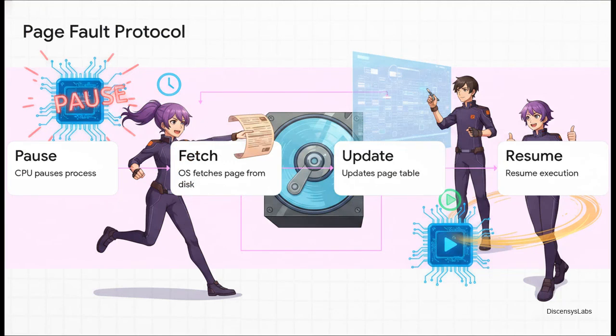You might be wondering what happens when that physical RAM completely runs out of room during peak hours. Well, if a program asks for data that isn't currently loaded into RAM, it triggers what's called a page fault. Think of this like a high-stakes, split-second rescue mission.